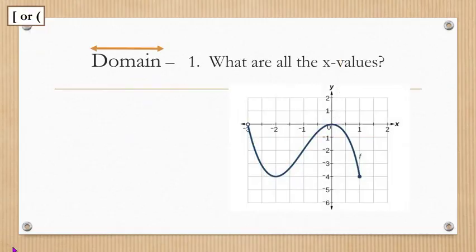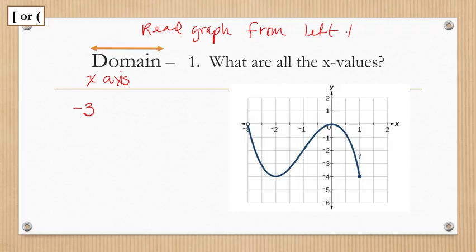Okay, domain. What are the x values? I'm only looking along the x values. I don't care how high up and low it goes. We're only looking on the x-axis. This is an open dot at -3, so it starts at -3. Let's read the graph from the left to the right.